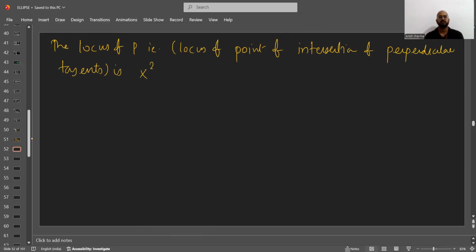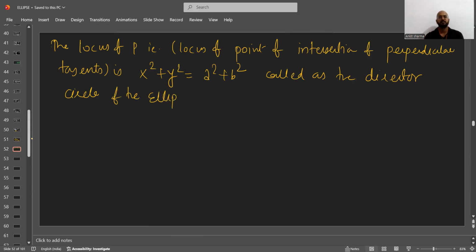It is x square plus y square is equal to a square plus b square, called the director circle of the ellipse. That means if tangents are perpendicular and they want to know the point of intersection of these two perpendicular tangents, then I can simply find the director circle of the ellipse and I'll be done. So this was for the tangent having slope m.